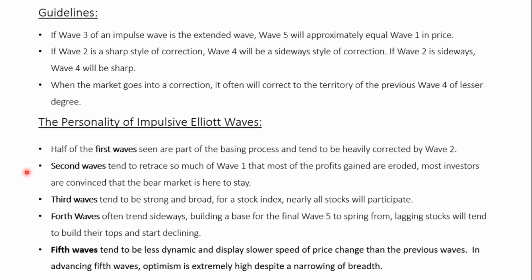Moving on to the personalities of an impulsive wave, the 5 waves up. In the first wave, half of the move is the price basing out, and then it tends to build on that to complete wave 1. Now wave 2, the correction, is rather aggressive, and the characteristic is that most investors are convinced we're breaking back down into a bear market. The second wave can retrace all of wave 1. Typically it comes back down to the 61.8% Fibonacci, but we can retrace 100% of wave 1, so we've got to be very careful. Most investors think we're moving back into a bear market.